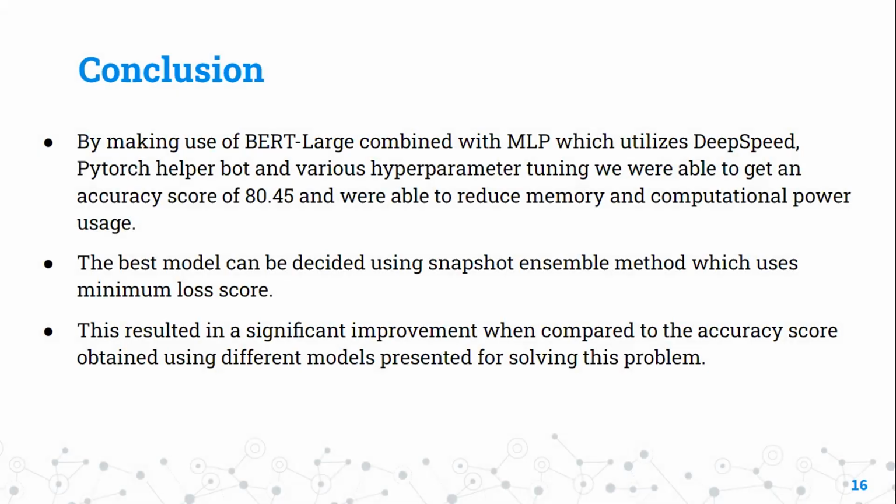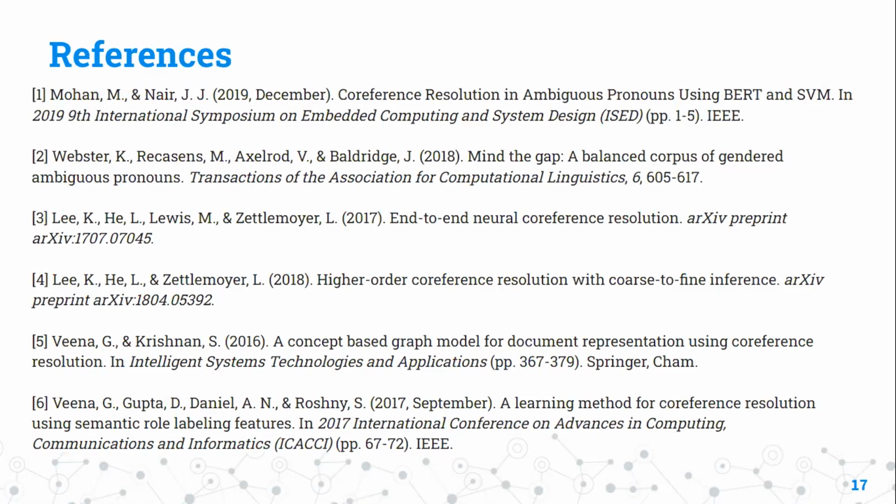And I conclude by saying that BERT large in inference with DeepSpeed, combined with the MLP classifier for multi-class classification and various hyperparameter tuning, achieved an accuracy of 80.45. We also were able to reduce memory usage and computational power, and with the snapshot ensemble method, we were able to select the model with a low loss score. All this resulted in a significant improvement in results compared to the existing solutions in this field of work. And here is the list of references.